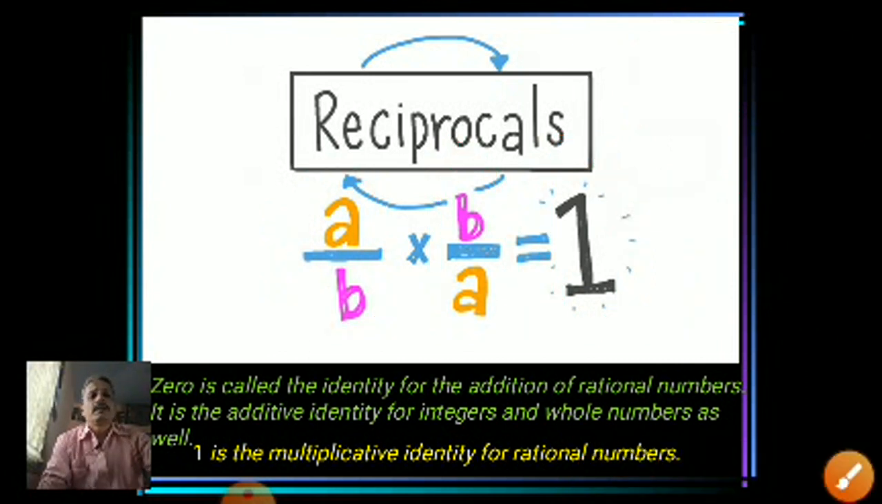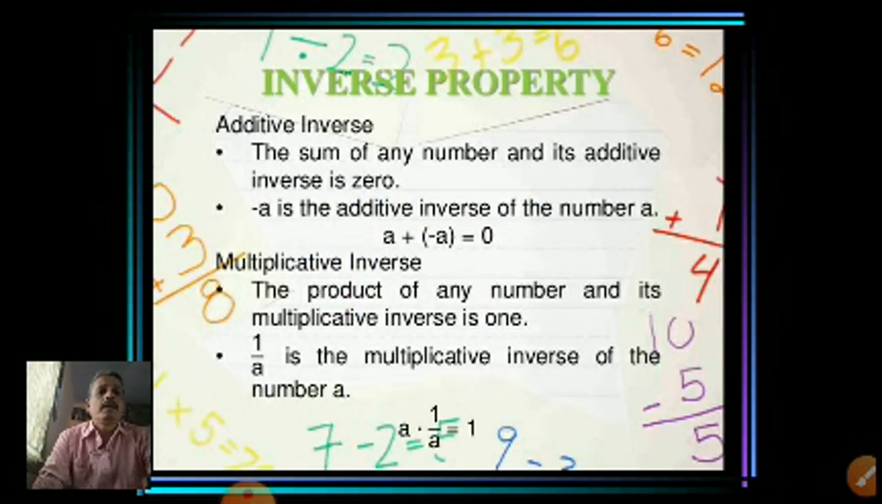And one more thing. As you know very well, 0 is called the identity for the addition of rational numbers. It is the additive identity for integers and whole numbers as well. 1 is the multiplicative identity for rational numbers. Inverse property. Have you heard the word inverse anytime? Yes, there are two types of inverse: additive inverse and multiplicative inverse.